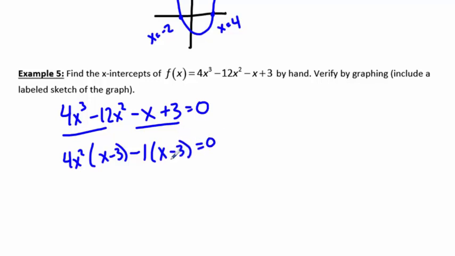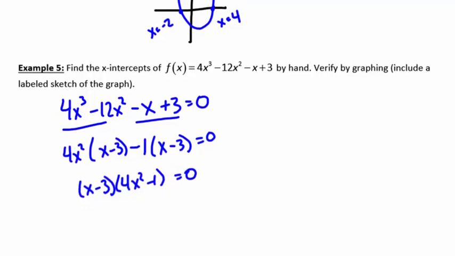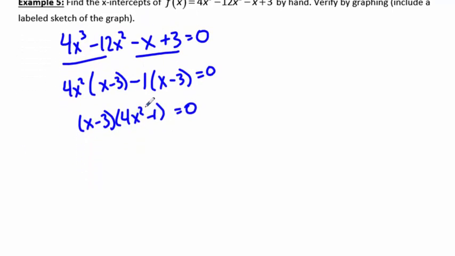Now, both have the binomial x minus 3 in common, so we'll factor into x minus 3 times 4x squared minus 1 equals 0. I'm not done factoring yet because I still have a quadratic here that can be factored. It's the difference of squares. This is x minus 3 times my binomial conjugates of 2x plus 1 and 2x minus 1 equals 0.